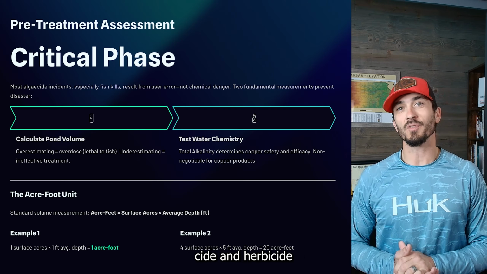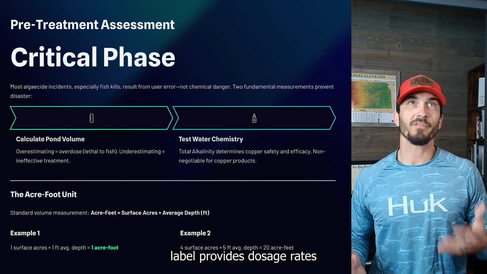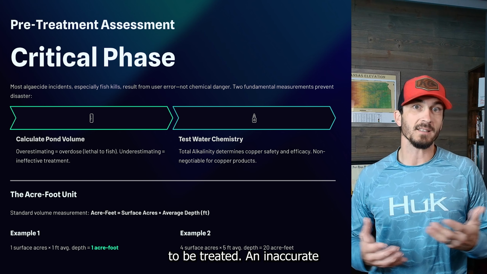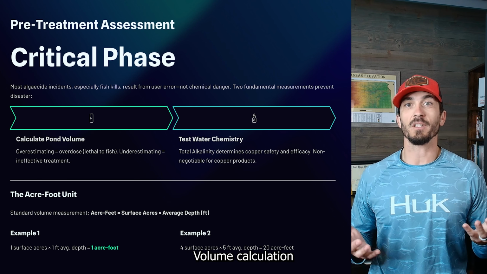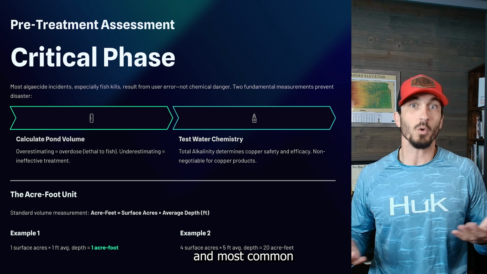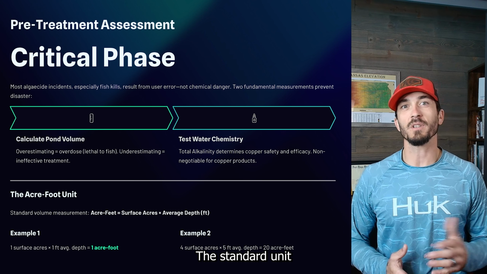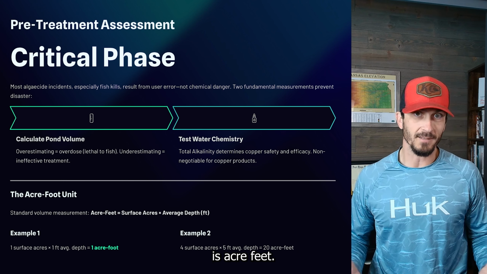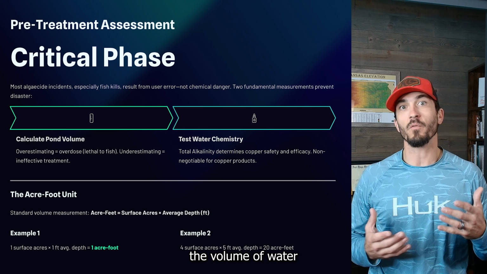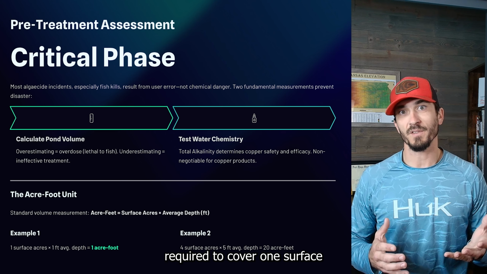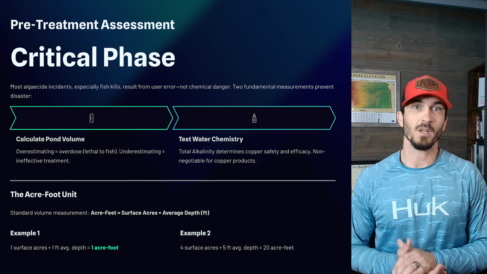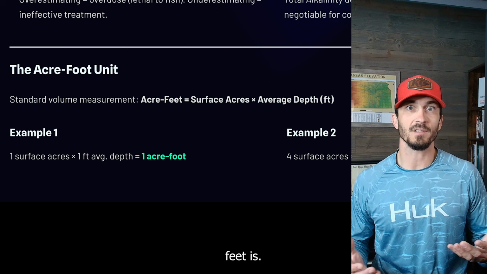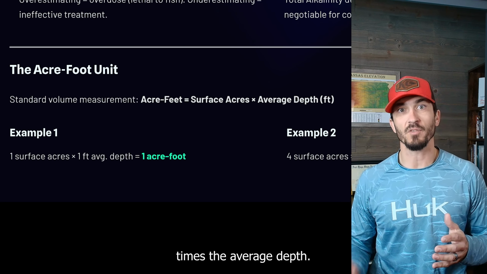Every chemical algicide and herbicide label provides dosage rates based on the volume of water to be treated. An inaccurate volume calculation is the first and most common path to failure. The standard unit for measuring the volume of a pond is acre-feet. 1 acre-foot is the volume of water required to cover 1 surface acre to a depth of 1 foot. The formula to calculate the volume of a pond in acre-feet is the surface acres times the average depth.